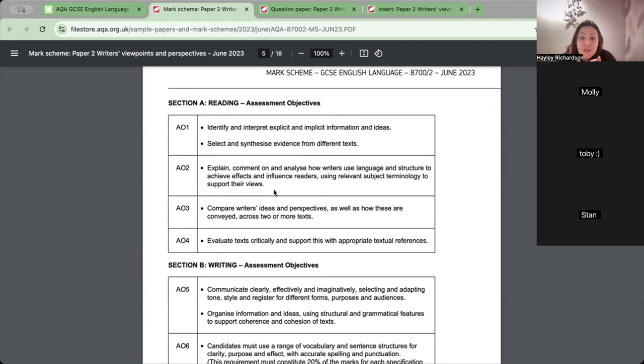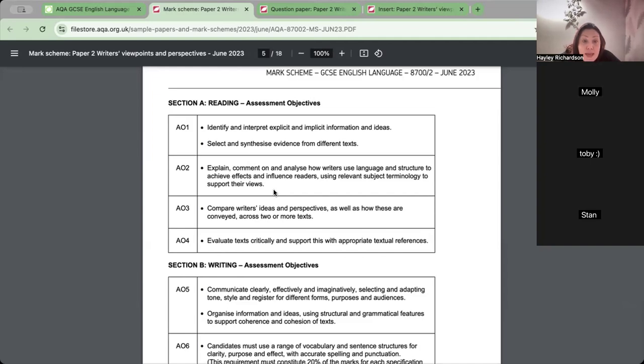So explain, comment on, and analyse how writers use language and structure to achieve effects and influence readers using relevant subject terminology to support their views. So in other words, you need to explain, comment on and analyse the sources. You need to look at how they do this with structure and the effect and influence on the reader. And you need to make sure that you put in some language techniques using subject terminology, okay?